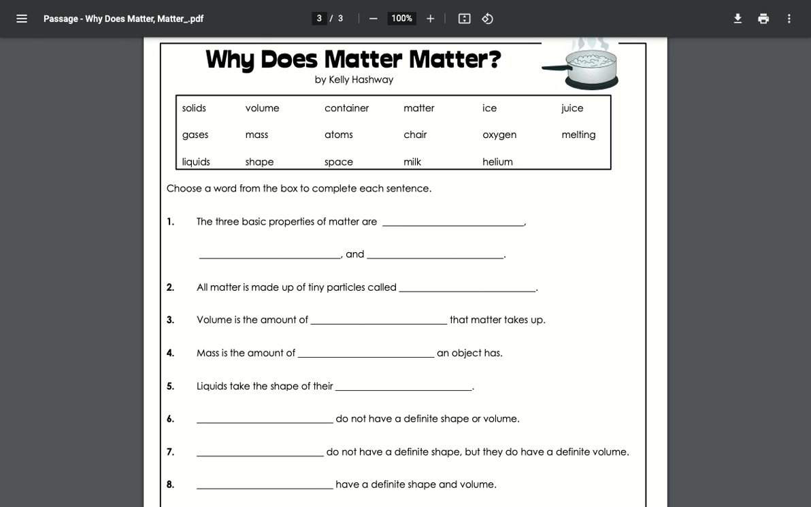The words are solids, volume, container, matter, ice, juice, gases, mass, atoms, chair, oxygen, melting, liquids, shape, space, milk, helium. Choose a word from the box to complete each sentence.